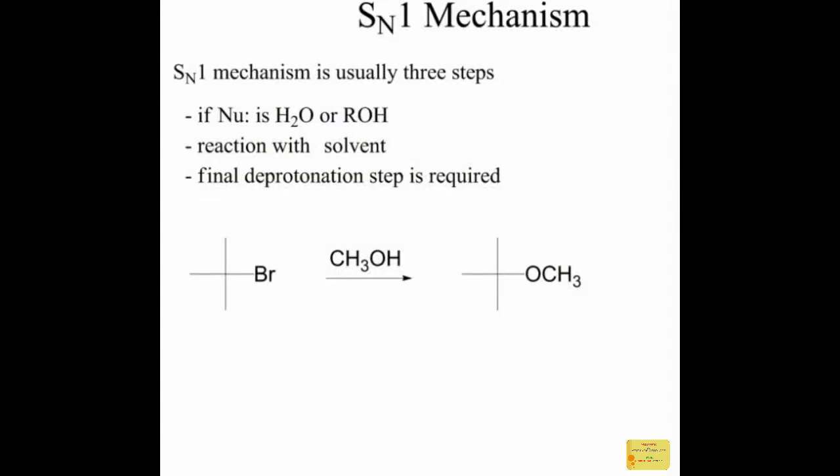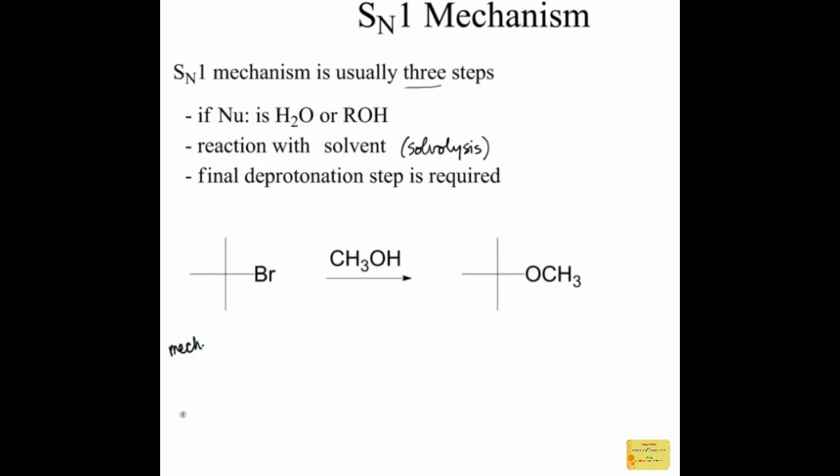So let's see what that mechanism looks like. I just showed that if methanol was your nucleophile, then you would end up forming this methoxy group, this OCH3 group. Okay, and this mechanism is going to be a little more complicated. It's going to be 3 steps. And this happens very often in the SN1, especially if your nucleophile is, like we showed before, either water or alcohol. We called that solvolysis because it's reaction with solvent. And what happens in this case is a final deprotonation is required. So let's see if we can do the mechanism here.